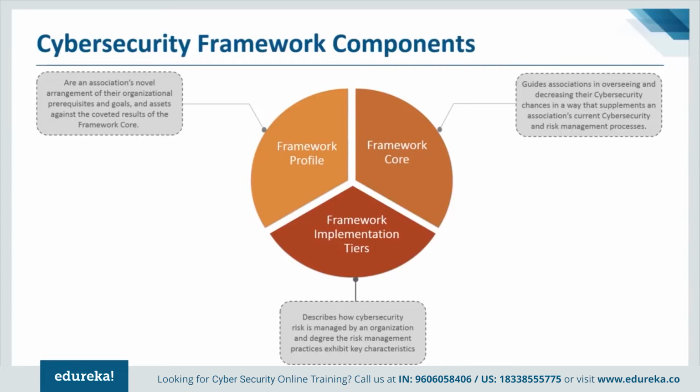Next, we have the framework implementation tiers, which assist an organization by providing context on how an organization views cybersecurity risk management. The tiers guide organizations to consider the appropriate level of rigor for their cybersecurity program and are often used as a communication tool to discuss the risk appetite, mission priority, and budget.